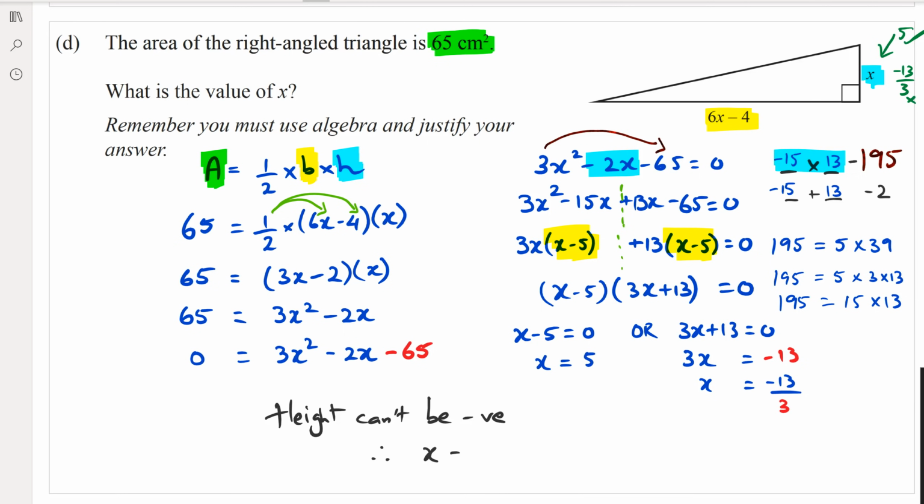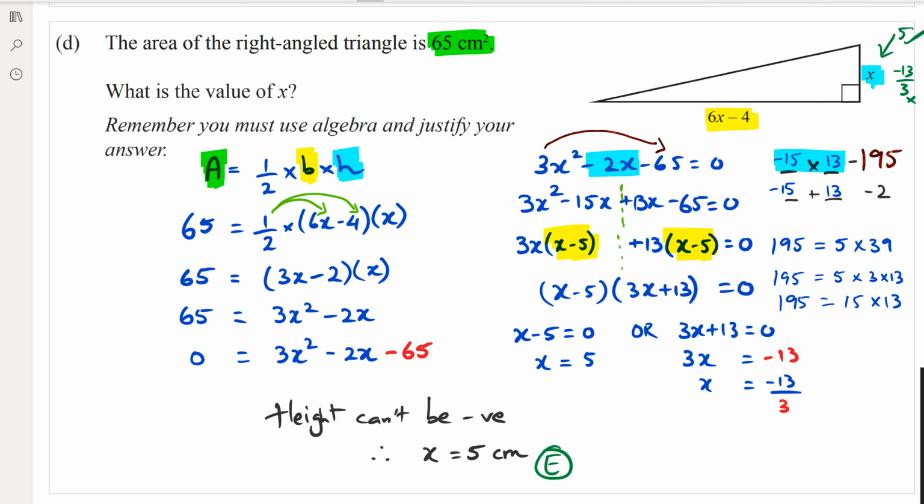Therefore, x is equal to 5 centimeters. So, if we were to look at grades, the final answer gets you an excellence grade. Now for a merit, it says 2 above procedures. So 2 above procedures are equating to 65.